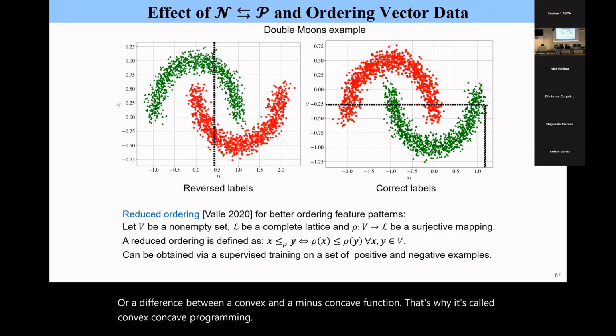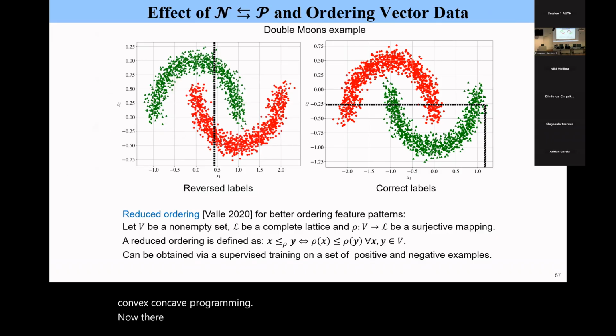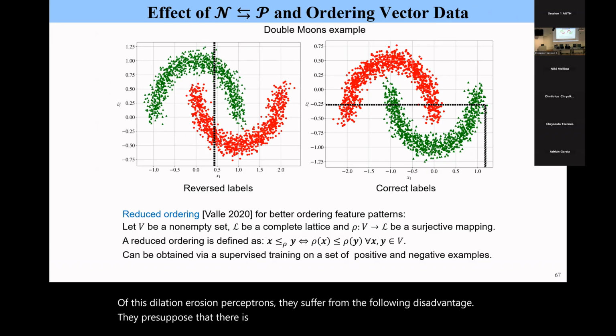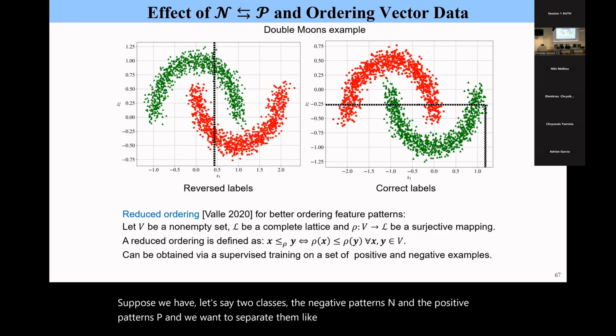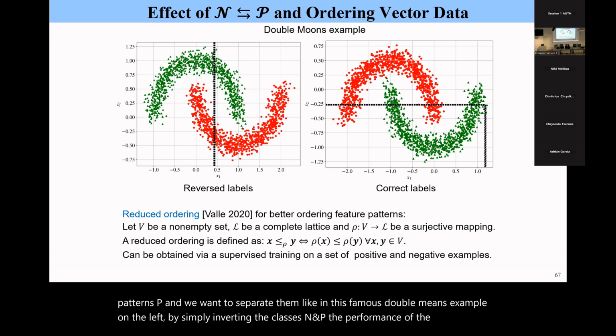Now, there is a major flaw, though, of these dilation erosion perceptrons. They suffer from the following disadvantage. They presuppose that there is a partial ordering both on the features and the classes. Suppose we have, let's say, two classes, the negative patterns N and the positive patterns P, and we want to separate them, like in this famous double moons example on the left. By simply inverting the classes N and P, the performance of the classifier might severely drop.